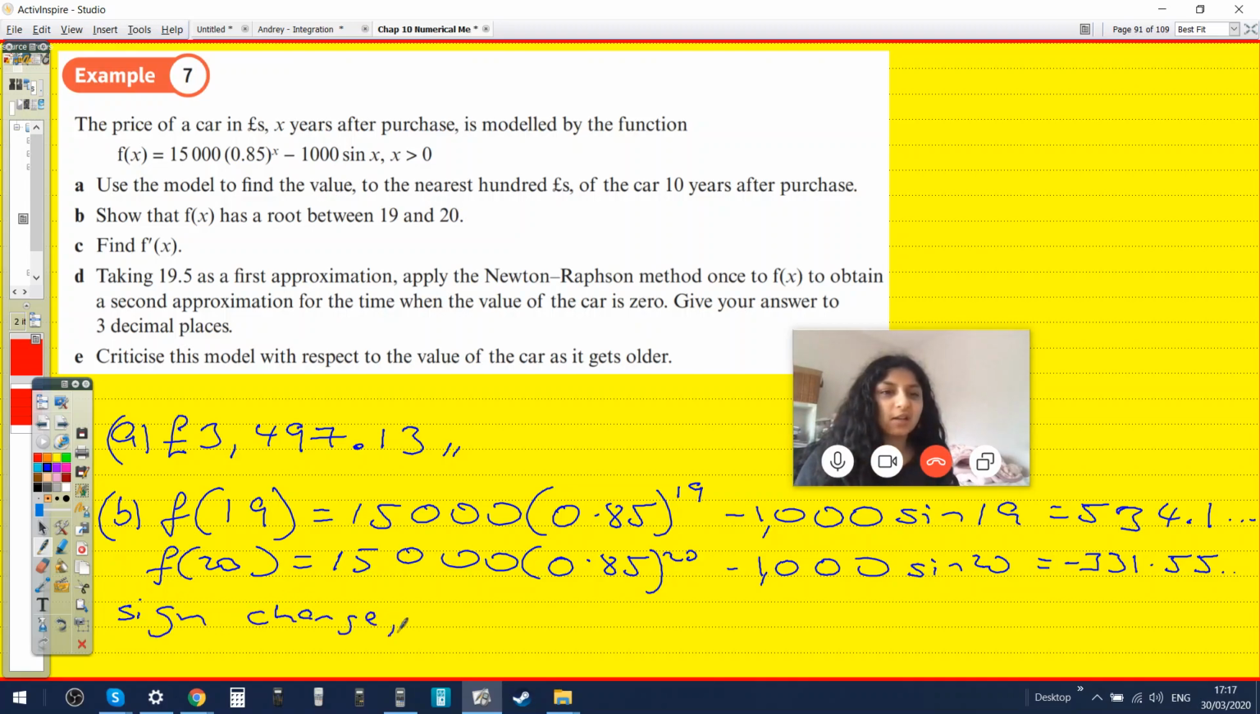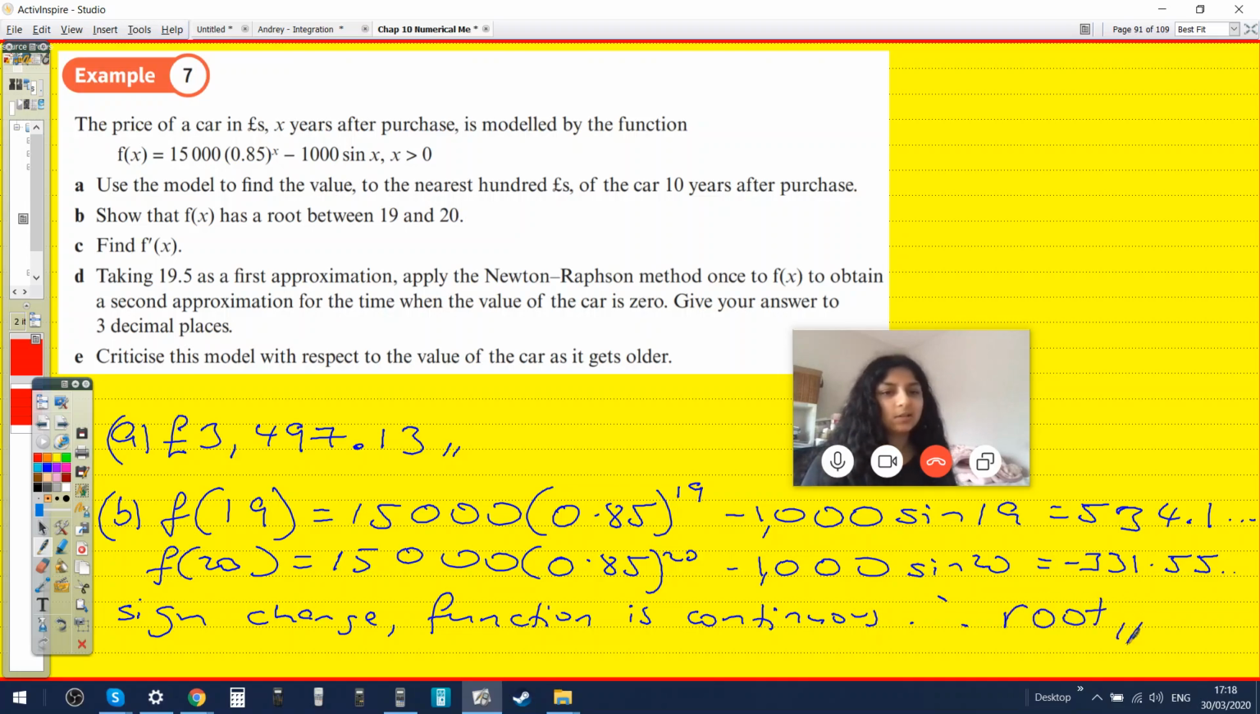Would you have to check that the function is continuous? Is there a fraction with x on the bottom? No, so it's okay. And it's continuous. So there's a root between 19 and 20. That's it. Find f dash x.